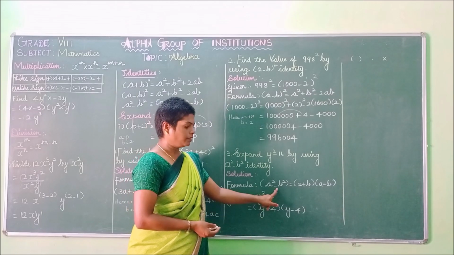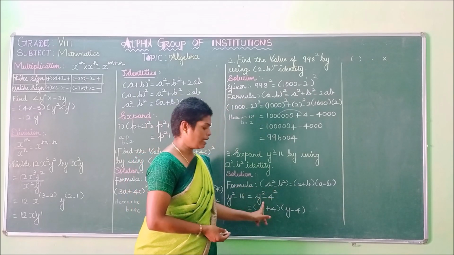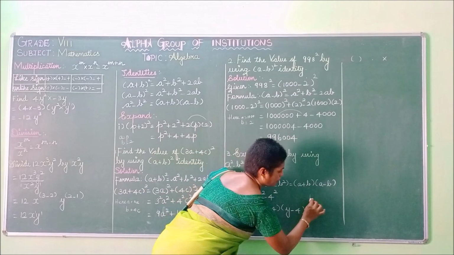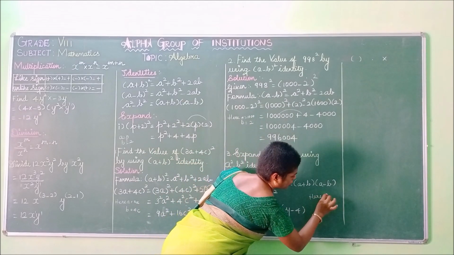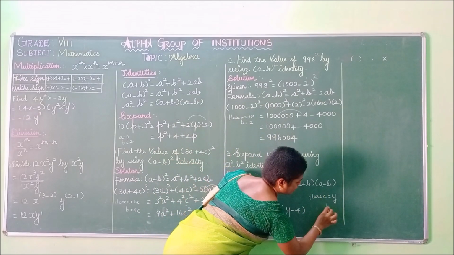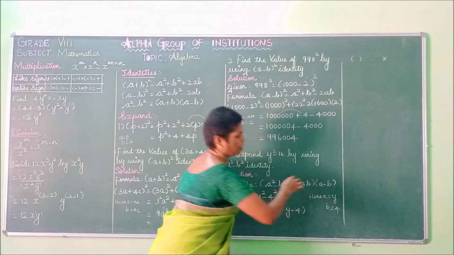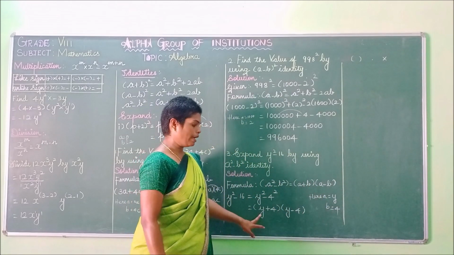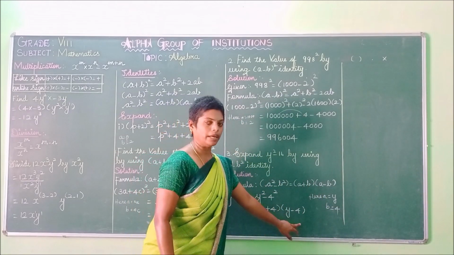This can be related with this. So what is our A? A is y. And here B is 4. You have to substitute the values here. So (y plus 4) into (y minus 4).